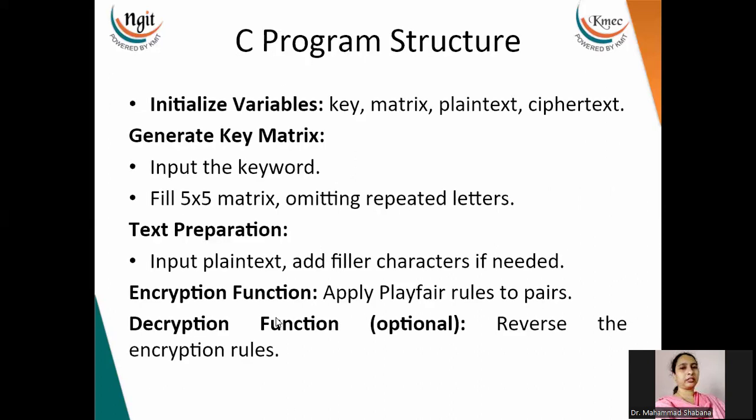This is our C program structure. First, we will initialize the variables: the key matrix, plain text, and ciphertext. We generate a key matrix where we input the keyword. In our example, we take the keyword monarchy, then fill the 5x5 matrix, omitting repeated letters. In the next step, we input the plain text and add filler characters if required. Then we apply the encryption function using the Playfair rules. Then we apply the decryption function, which is nothing but the reverse of the encryption rules.